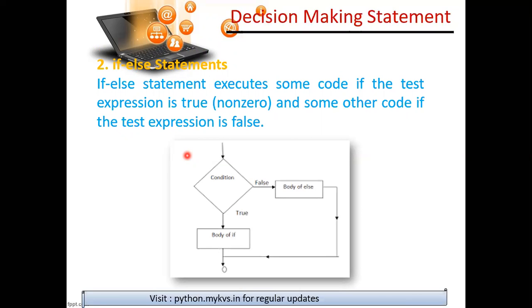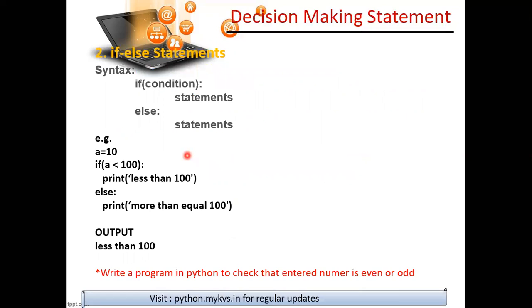If-else statement executes some code if the test expression or the condition provided is true, and some other code if the test expression or the condition provided is false. We did this last class. We did the yes and no. Now, look, this is another if-else statement.